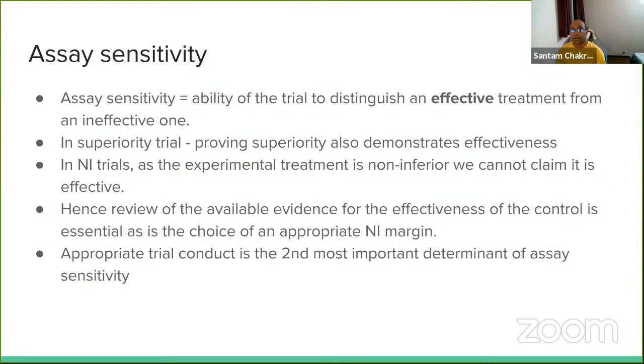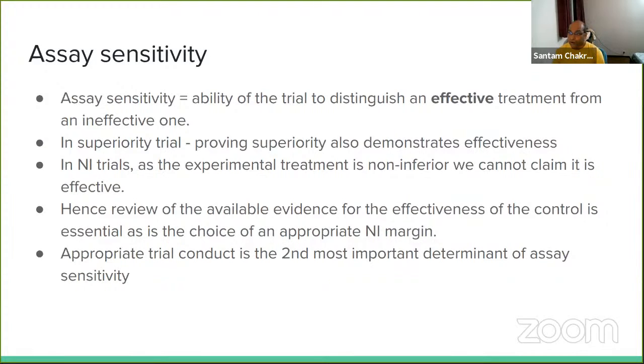Another term that you would commonly come across is assay sensitivity. Now, it seems like I'm going into biochemistry, but bear with me. Assay sensitivity in terms of trial design is the ability of a trial to distinguish an effective treatment from an ineffective one. In case of superiority trial, when you have proven superiority, you have also demonstrated effectiveness, right? Because a superiority trial will be done against an established treatment or a placebo. Whatever but the result, if your trial is superior, it indicates it is also more effective. In other words, your trial has assay sensitivity.